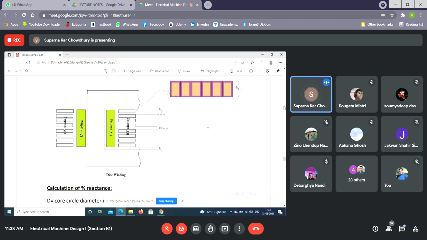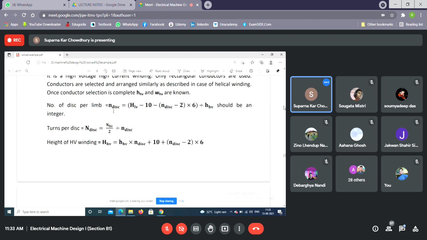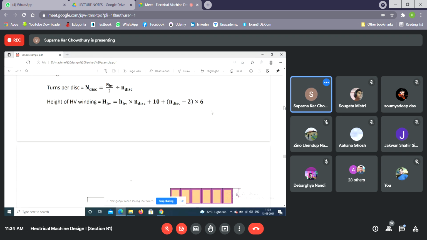So this is something like a flat coil type of construction, and each section will be like this. Now the number of discs will be the height of the winding minus the space occupied by the gaps, divided by the height of the individual conductors.